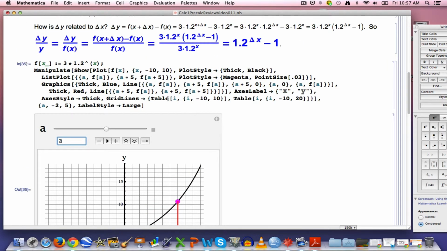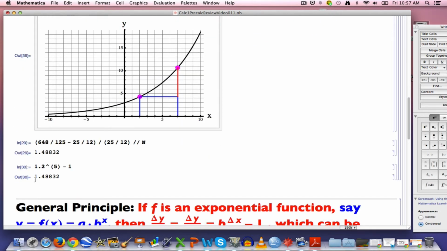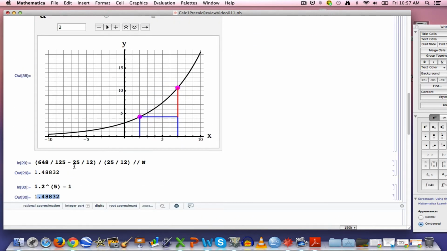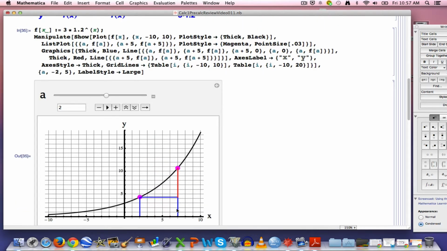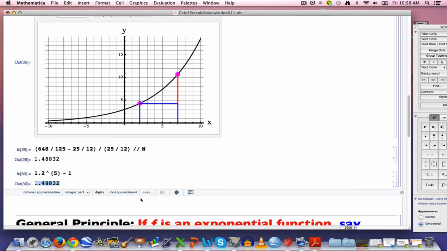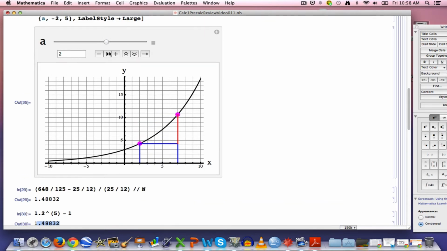All right. The point of all this is if delta x is fixed, then this ratio is fixed. It's always equal to 1.2 to the 5th power minus 1. It's always equal to 1.48832. The ratio of the length of the red line to the length of either of these vertical blue lines is always, in this case, about 1.48832, close to 1.5. So the red line, no matter what A is, the red line is close to 50% longer than the vertical blue lines.